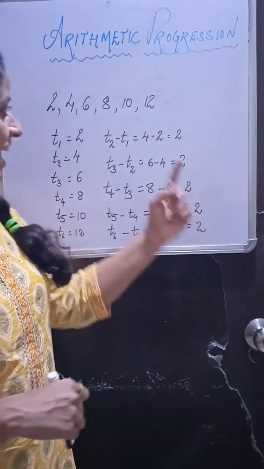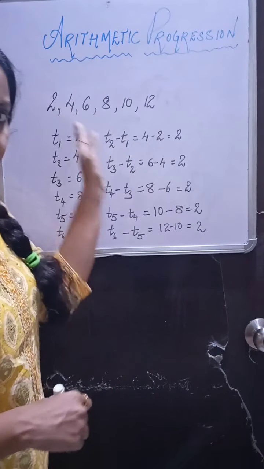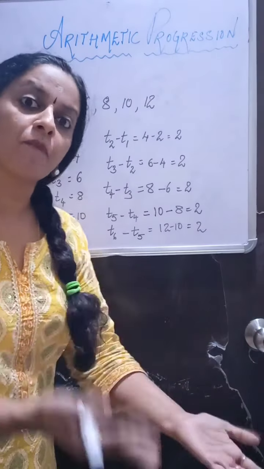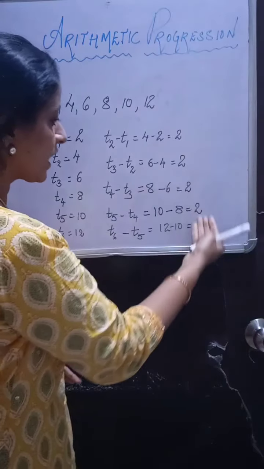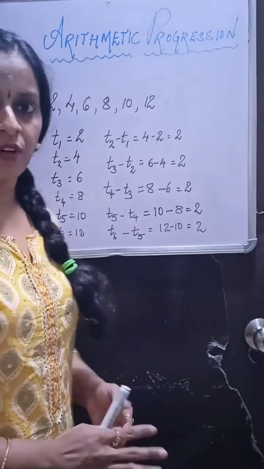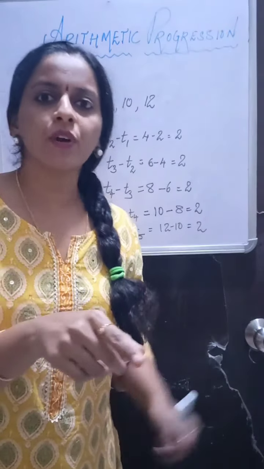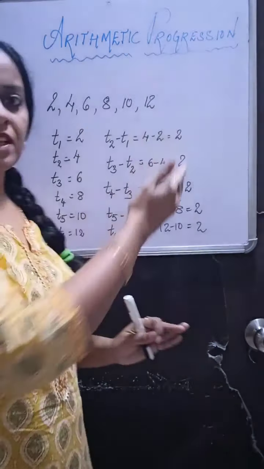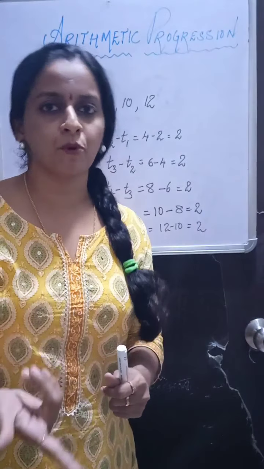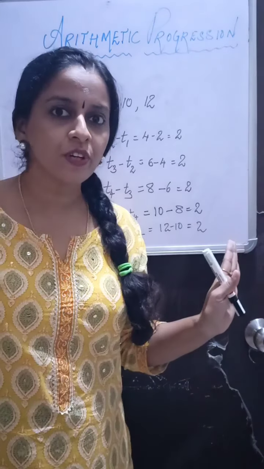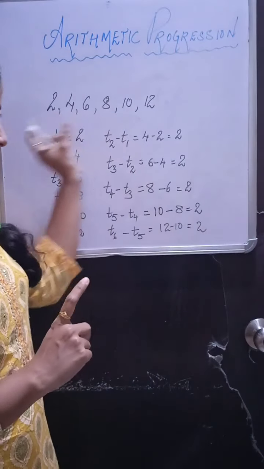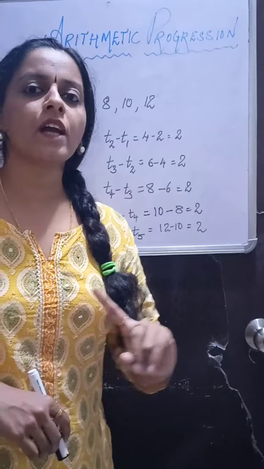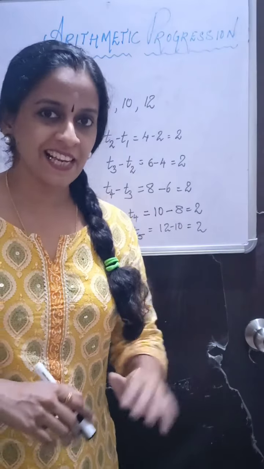So you can see that every term when subtracted from its previous term gives a constant: 2, 2, 2, 2, 2. You are getting a constant. If you get a constant, you can assure that these numbers follow arithmetic progression. Understood? Okay. So if you are getting this, you can confirm that these numbers follow arithmetic progression. I hope it is clear.